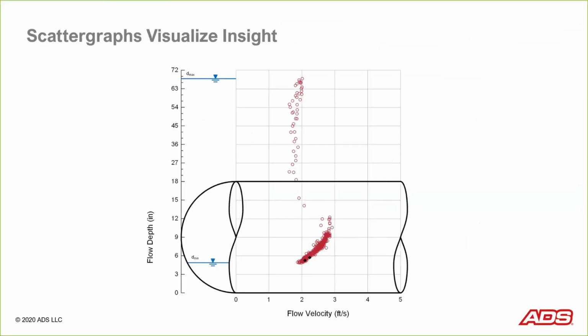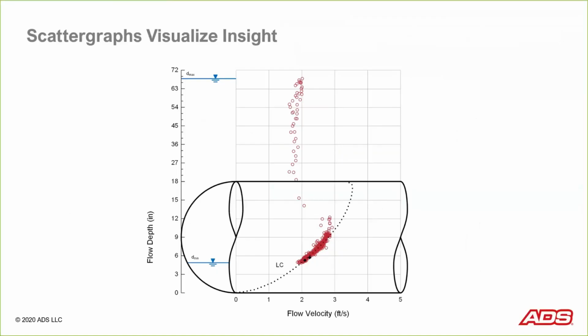And it turns out it's the scattergraph that helps to visualize what's happening here. So I'm showing you data here from an 18-inch sewer. This one happens to be in Tennessee. And you can see that we have some data that is surcharge data above the crown of the pipe in the adjacent manhole, and some data that operates within the pipe.